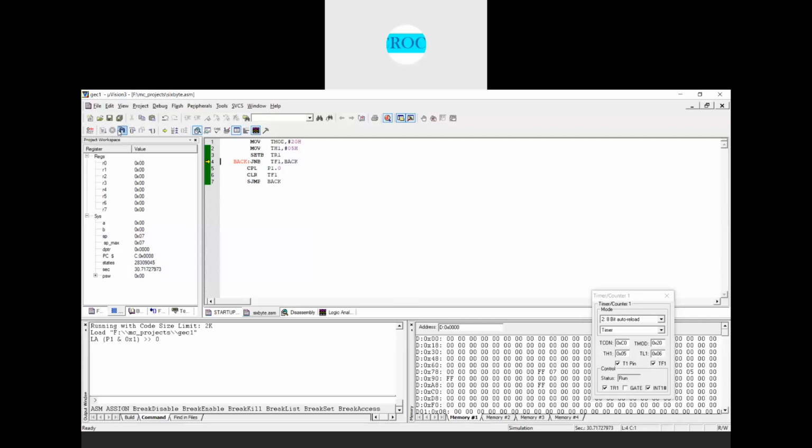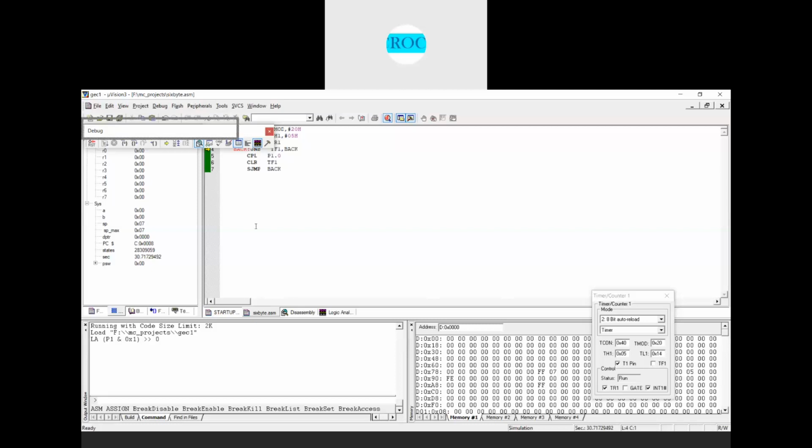Again it will keep on incrementing. Since it is 06, next when I run this one, we clear that overflow flag. Again the overflow flag is reset. You can keep on running here. Now we'll see the code.